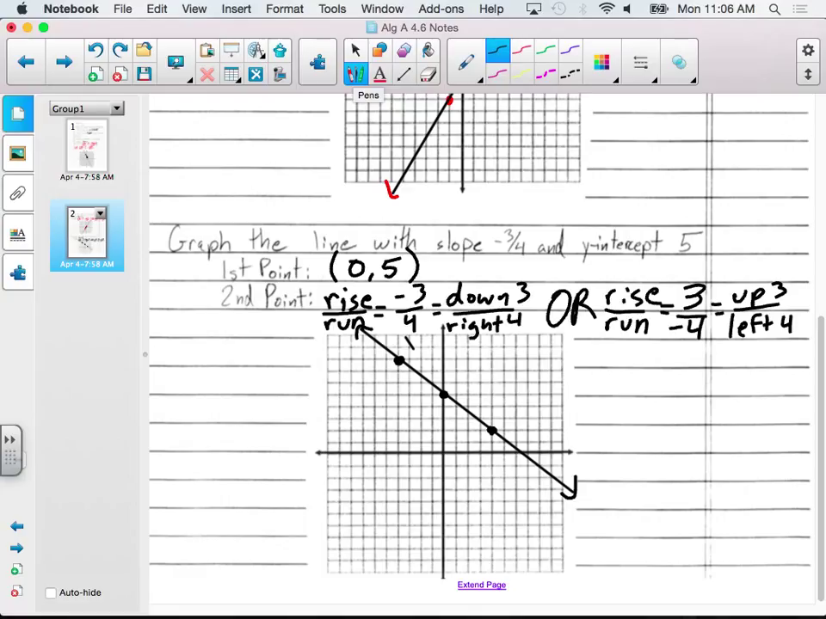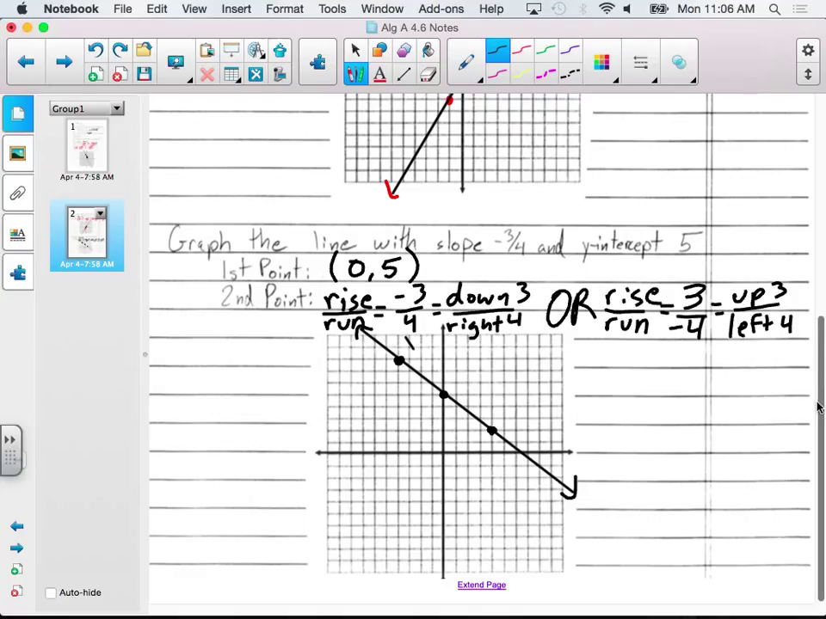What kind of behavior does this graph have? Negative, because it's going down from left to right. And the slope we're given is negative 3/4. So does the slope we're given and the graph we made make sense? Mm-hmm.